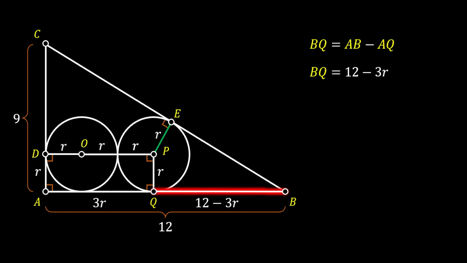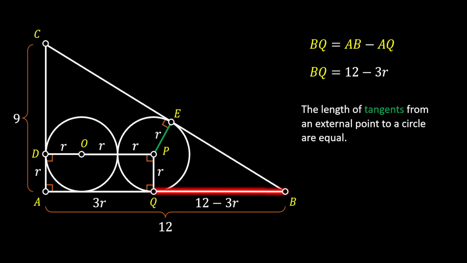Alright, so now we will use one really nice property of a circle, which states that the lengths of tangents from an external point to a circle are equal.